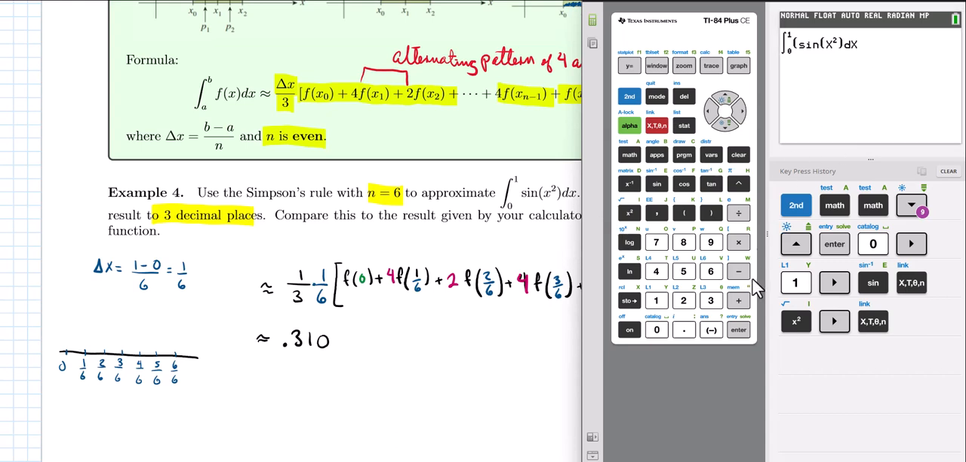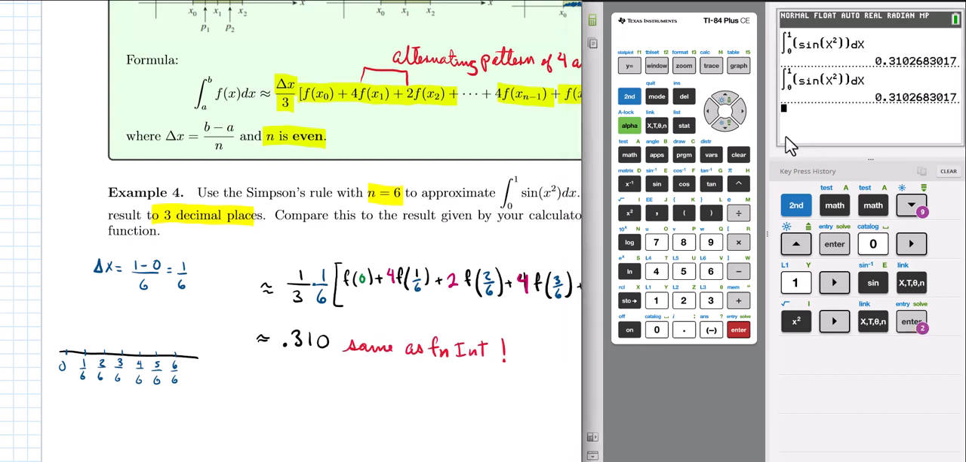Okay, now that we've set up the integral, we click on enter, and lo and behold, guys, we're getting pretty much the same thing, 0.310. So you see here that at just 3 decimal places, Simpson's rule with only 6 subintervals was pretty much matching the value that the calculator is getting. Now, this is not to say that the calculator is using Simpson's rule, but it is also using numerical integration. It is using something a little more complicated, but Simpson's rule is very efficient.